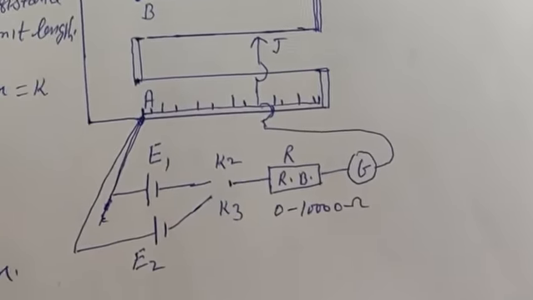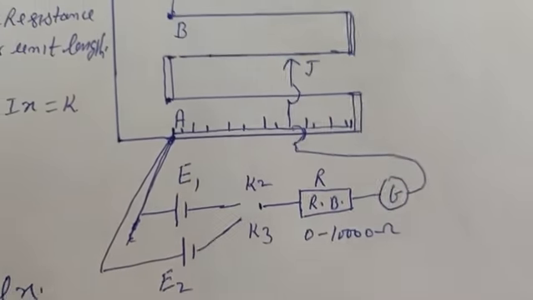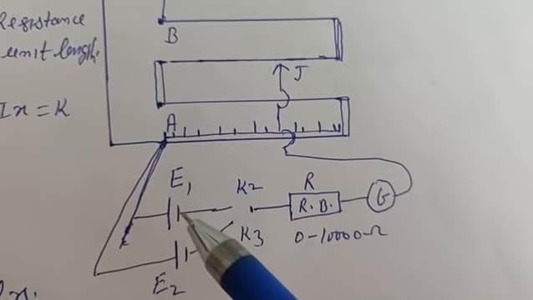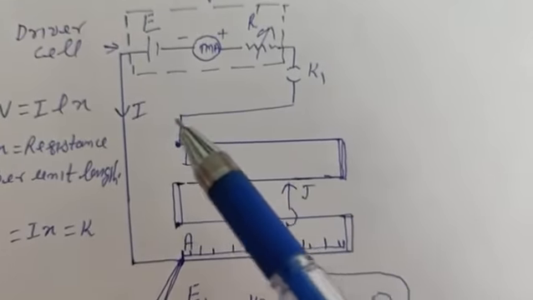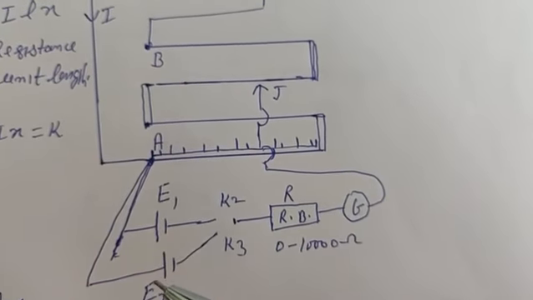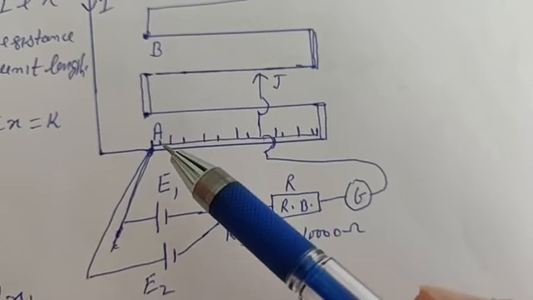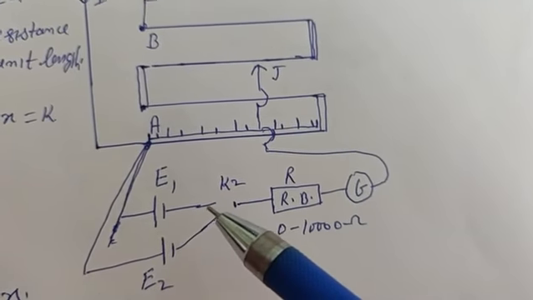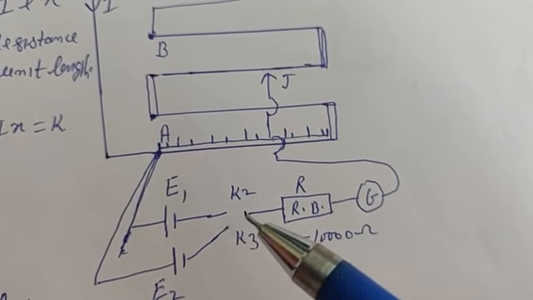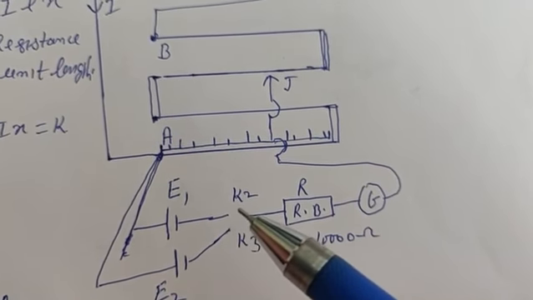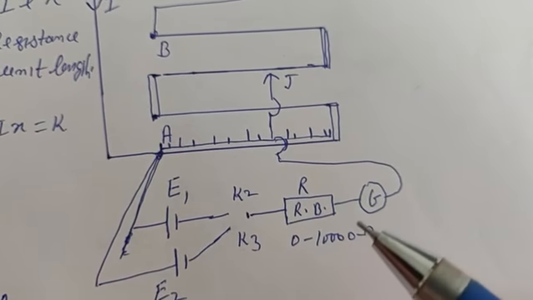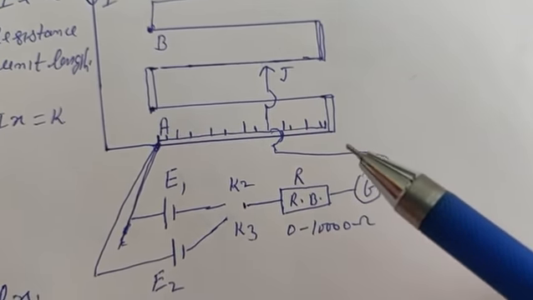Now in this region, at point A, two cells E1 and E2 are connected with their positive terminals. For the driver cell, the positive terminal was connected at A. For E1 and E2 as well, the positive terminal is connected. Now the remaining two terminals, or you can say two ends, will be connected to a three-way key. I have shown these as K2 and K3. Then a high resistance box 0 to 10,000, then a galvanometer, and from the galvanometer to the jockey.